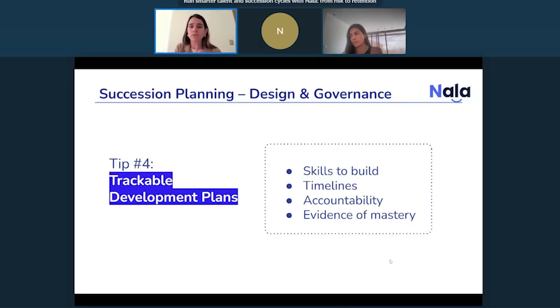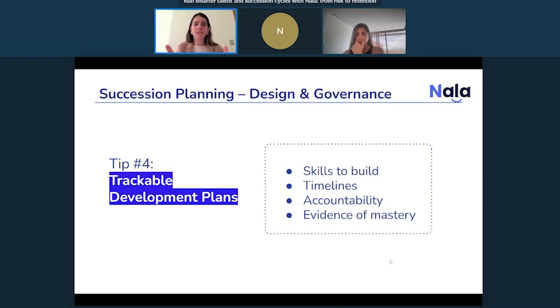Okay, what are the skills that you're going to be working on? What type of skills are these? What's the timeline? Accountability. Who are the people? Is there somebody that owns this development plan? Is it the employee, or is this something that somebody from your team has to follow through on? And is there any evidence or deliverable that you're expecting?